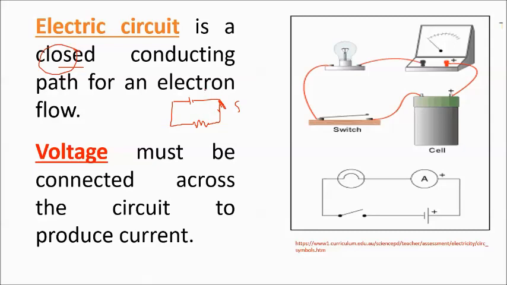And voltage must be connected across the circuit to produce current. So kasi walang voltage na i-connect sa circuit, walang current. Kasi ito yung driving force para ma-move yung electrons.